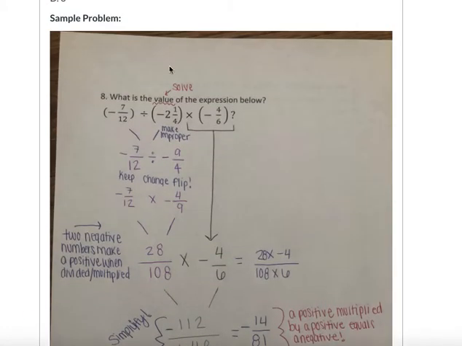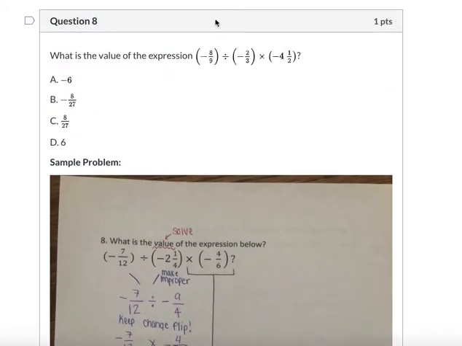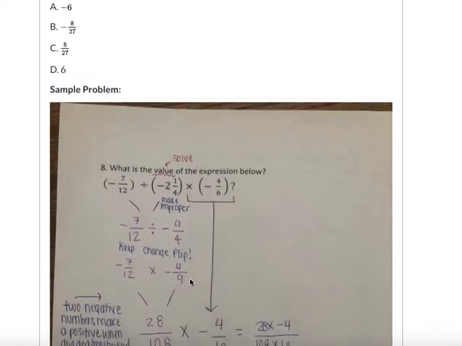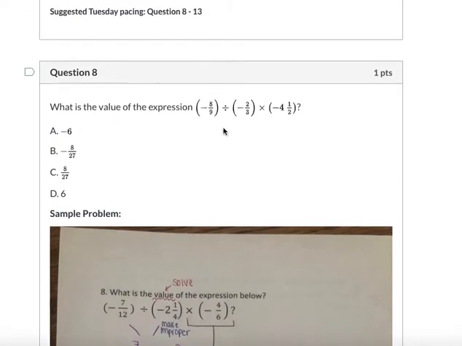If you're not entirely sure how to solve this problem, a lot of scholars had some struggles with remembering integer rules, when you have positive and negative numbers, and also remembering when and how to use keep, change, flip. So our keyword is value, so that means that we want to solve. And remember, these numbers here are different than your actual problem.